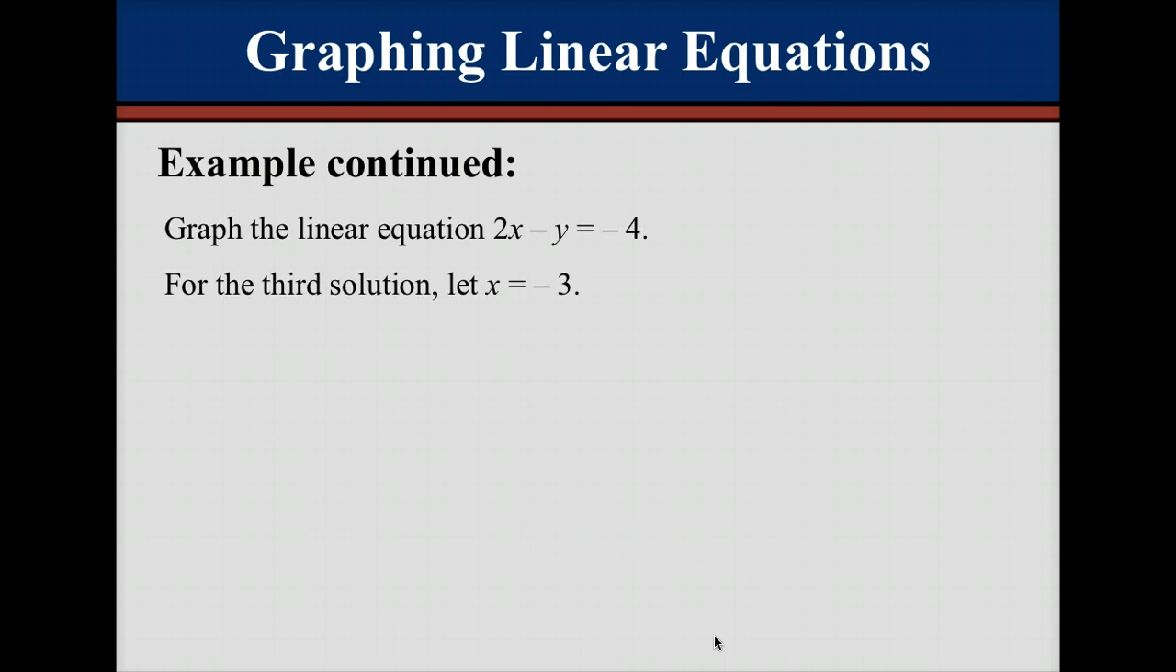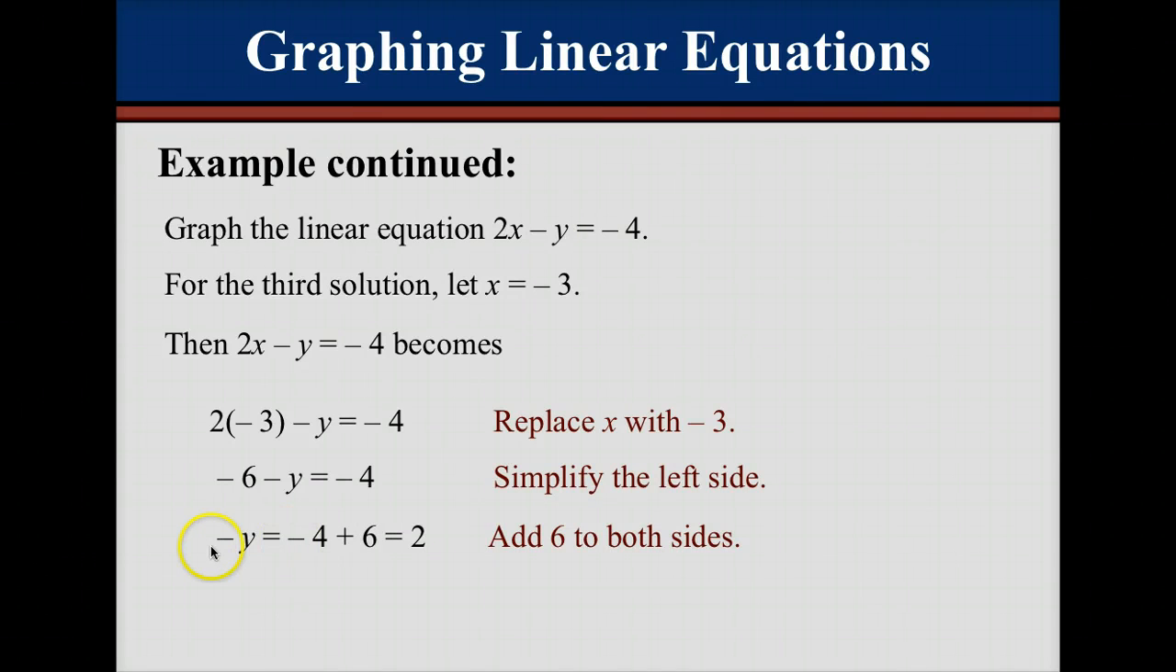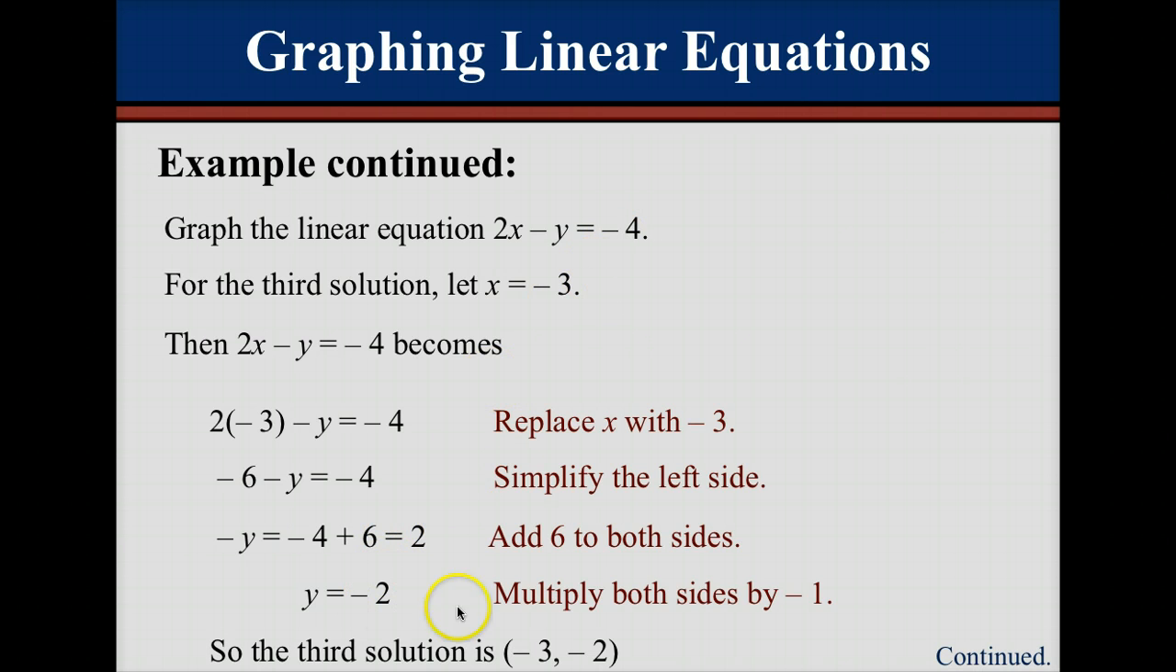Now we're going to pick a third solution. This time we're going to let x equal negative 3. In place of x, we're going to substitute in a negative 3 and solve for y. Again, we have a negative y, so we're going to have to multiply both sides by a negative 1, so y is equal to negative 2. So when x is negative 3, y is negative 2.